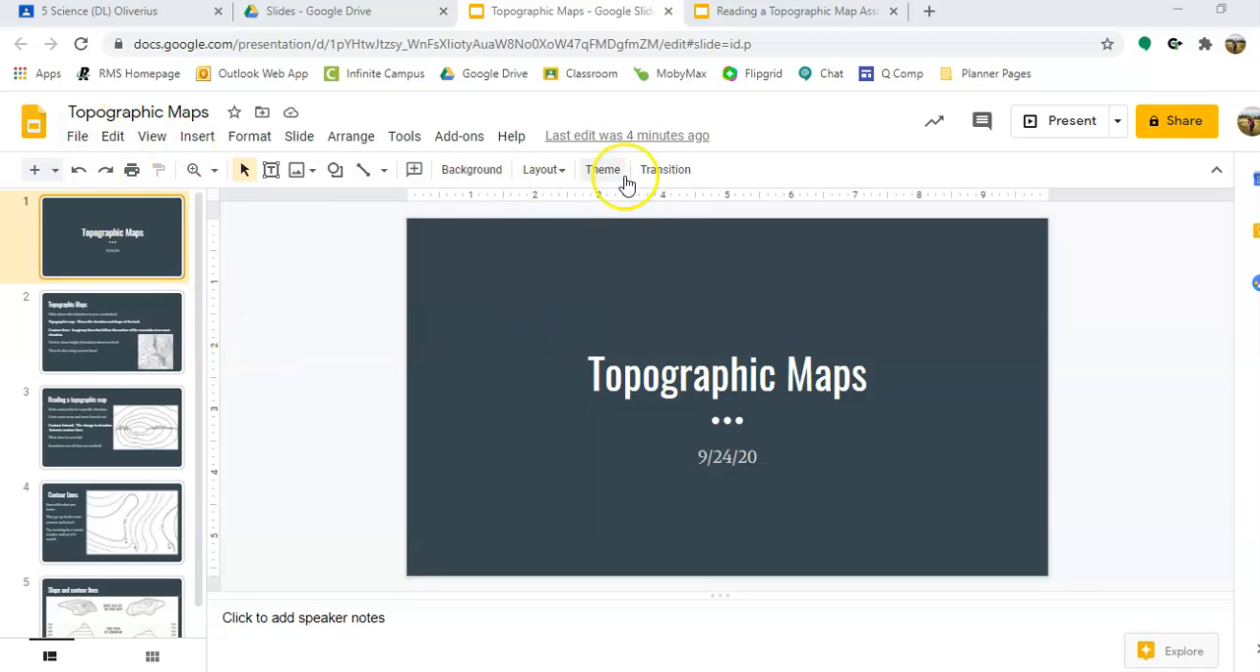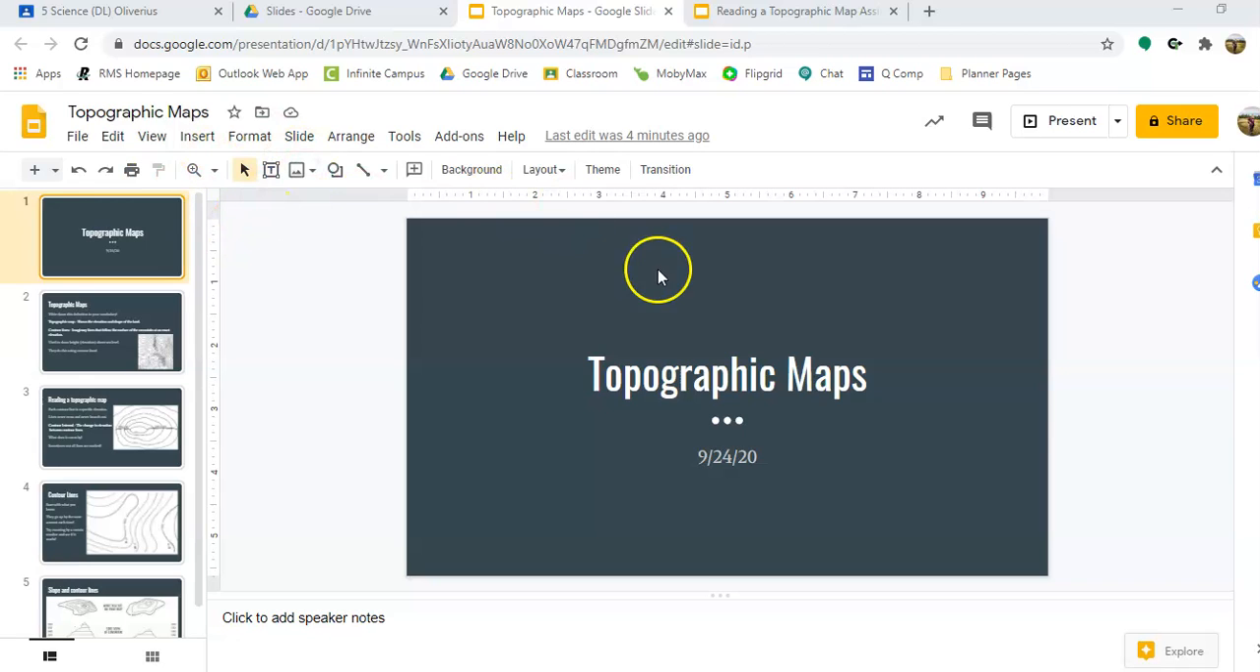Hey, distance learners, just wanted to give you a little bit of background information before you start your assignment for this week. It is going to be a little bit tougher. So today I'm going to go through how to read topographic maps and a little bit about them first before you start your assignment today.